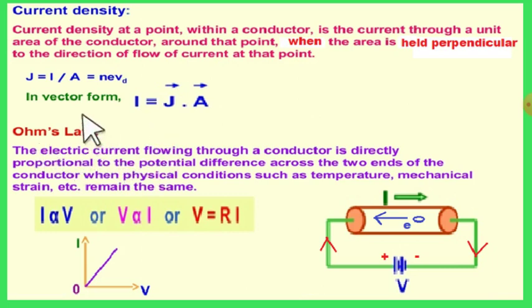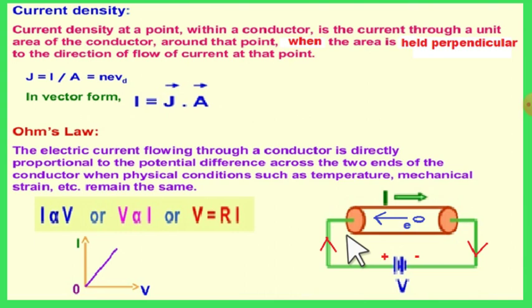Now let's go to Ohm's law. You might have learned it in class 10 also. The electric current passing through a conductor is directly proportional to the potential difference across the two ends of the conductor when the physical conditions or physical parameters are kept constant. What are the physical parameters? Like temperature. Temperature is very important, and then mechanical strain, etc.